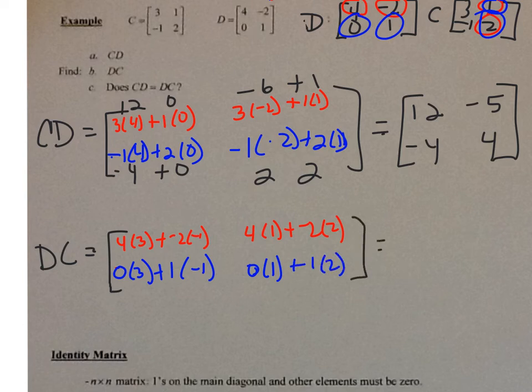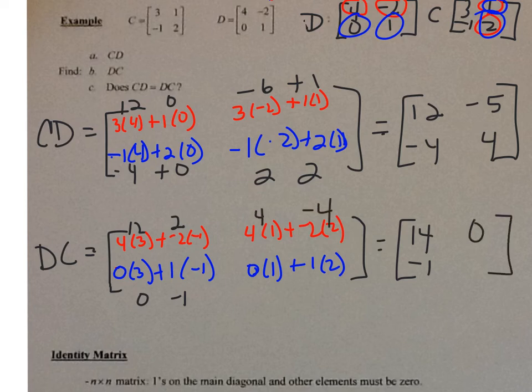Okay, so we have 12 plus 2 is 14. And we have 0 plus -1 is -1. 4 plus -4 is 0. And 0 plus 2 is 2. All right, so notice that when you multiply, it does matter how you multiply. So C times D and D times C, they're not the same.